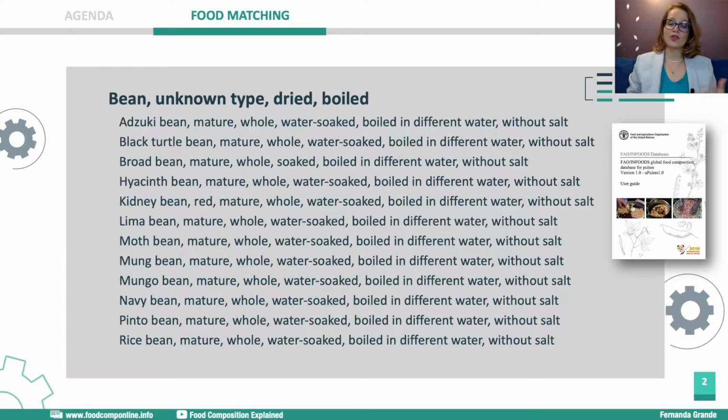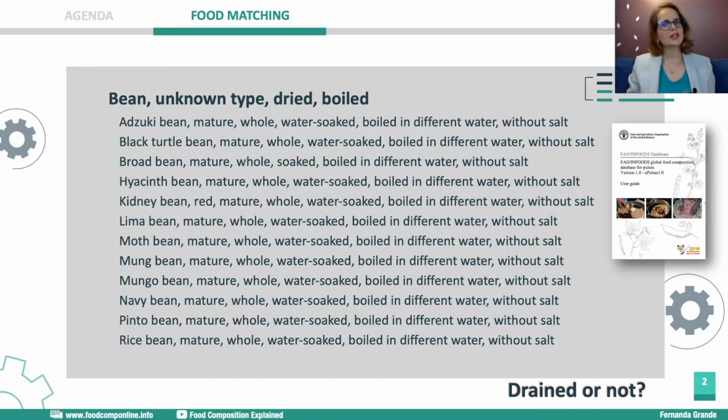And in the food composition database we find additional details. So for example, for all beans, we have that they were water soaked and boiled in a different water. And in addition, for each of these entries, we have the option to choose the food that was boiled and then the excess of water was drained or not.